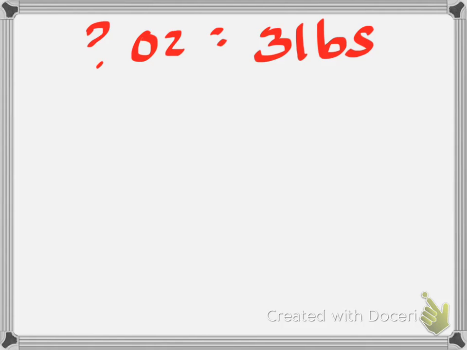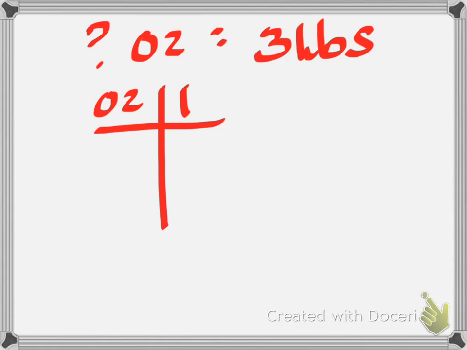We have however many ounces equals 3 pounds. Okay, so you're converting the customary measurement. So remember to do a T-chart. Go ahead and pause me and start figuring out the problem. Okay, so we have, there's our T-chart. We have ounces on the left and pounds on the right.